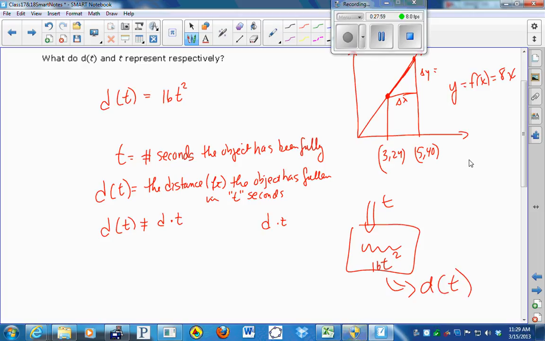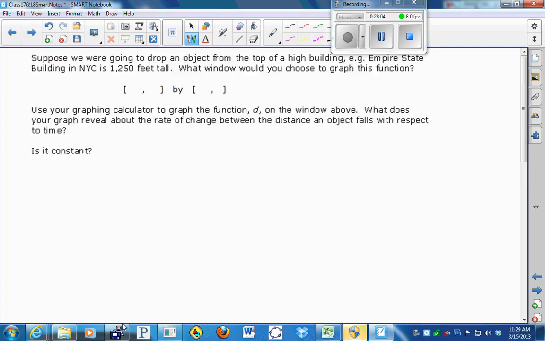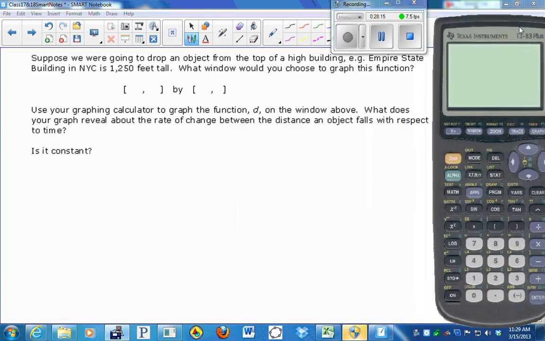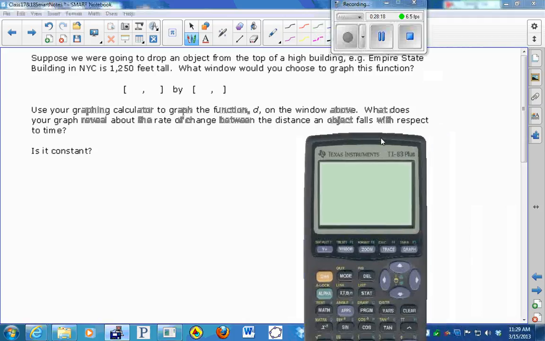Okay, so let's take a look at what this would look like on our graphing calculator. So first of all, let's suppose we were going to the top of the Empire State Building, which is 1,250 feet tall, and I wanted to graph this. But before I do that, I'd have to figure out some sort of window. Where do I start? What value would I start my x min at? Or my t min, sorry. T min, right? Because my function's in terms of t, right?